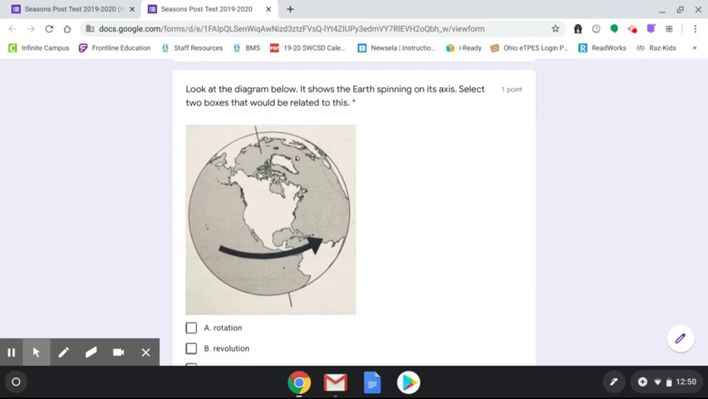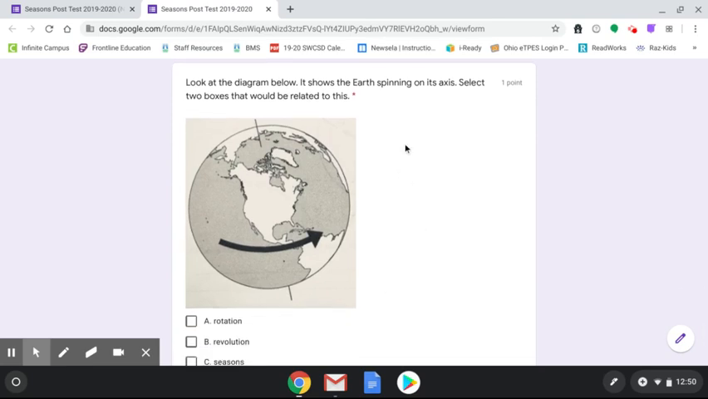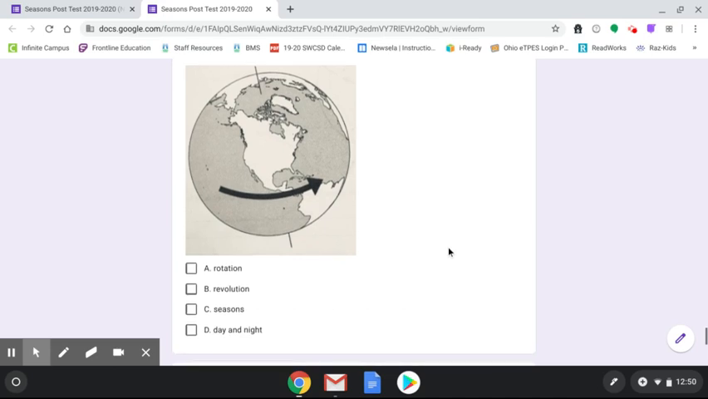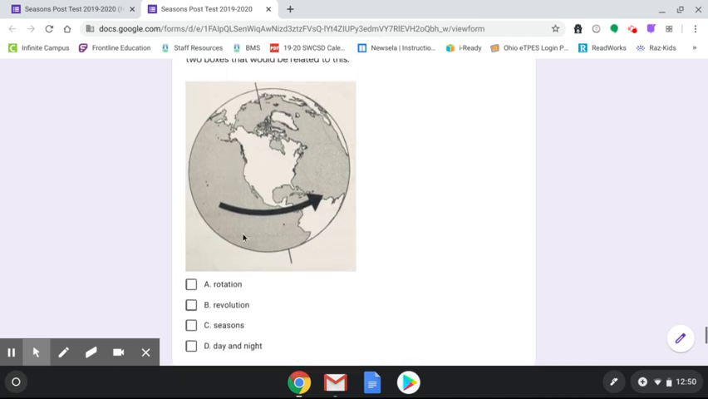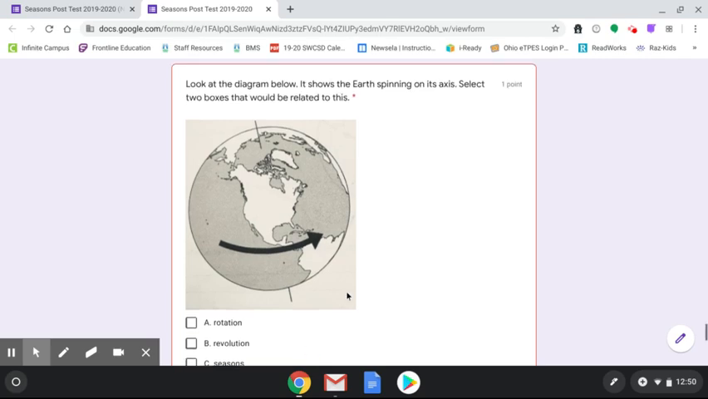Look at this diagram below, and it shows the Earth spinning on its axis. Select 2 boxes that would be related to this image. So, which 2 answers are related to this image right here? We see Earth on its axis, and then we see an arrow across the middle. Is it rotation, revolution, seasons, or day and night? Please remember to pick 2 answers for this question.